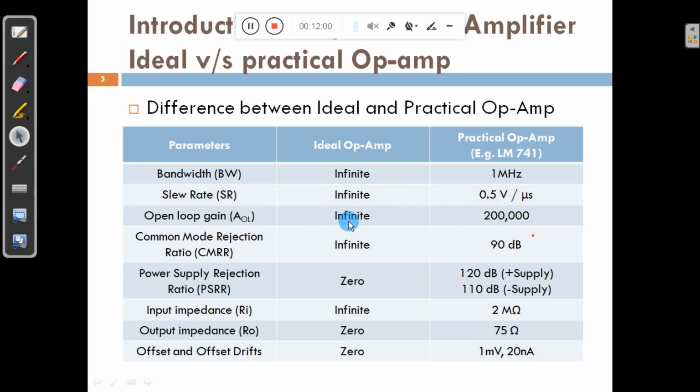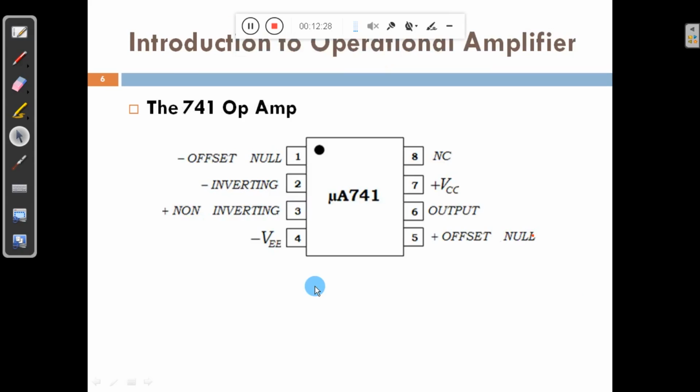Open loop gain for the ideal operational amplifier is infinite, practically it is 200,000. Then common mode rejection ratio, once again infinite, but practically it is 90 dB. Then we have input impedance, it is infinite and practically around 2 mega ohm. Output impedance is 0, practically there is an output impedance of 75 ohm. So these are the parameters we have discussed.